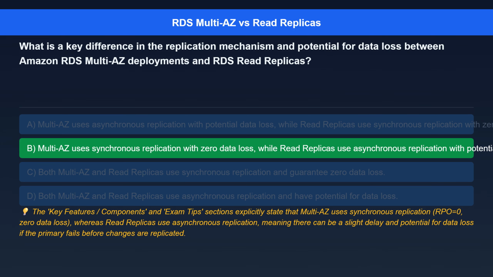The correct answer is multi-AZ uses synchronous replication with zero data loss, while read replicas use asynchronous replication with potential data loss. Here's the explanation. The key features, components, and exam tips sections explicitly state that multi-AZ uses synchronous replication, RPO equals 0, no data loss, whereas read replicas use asynchronous replication, meaning there can be a slight delay and potential for data loss if the primary fails before changes are replicated.